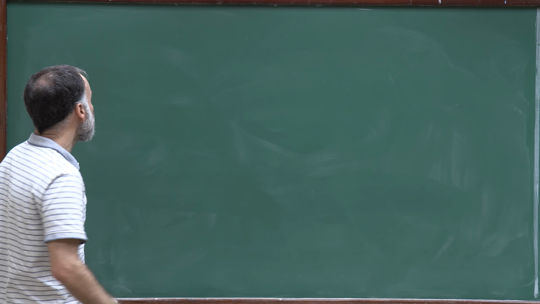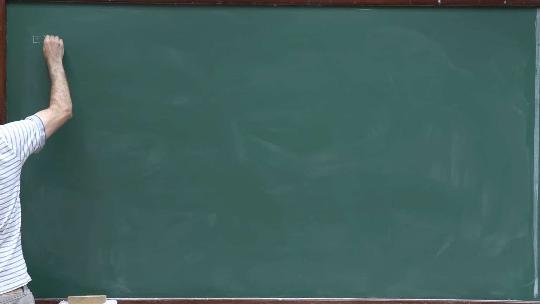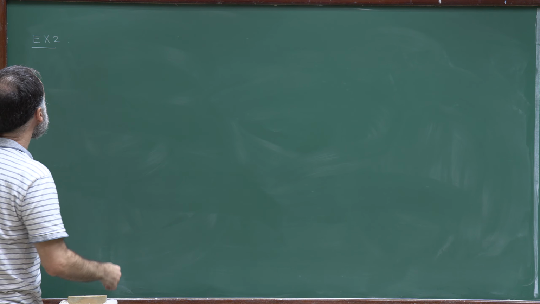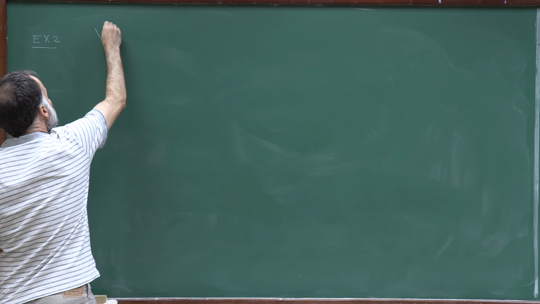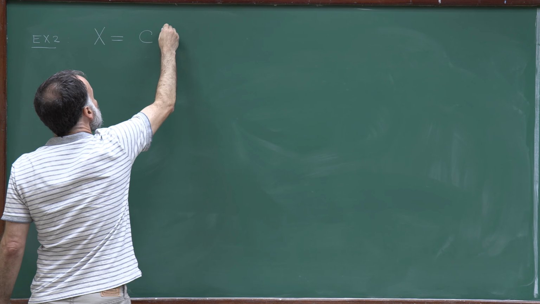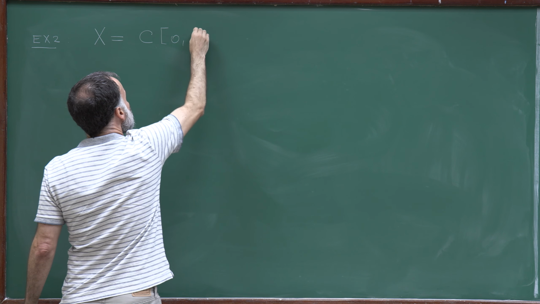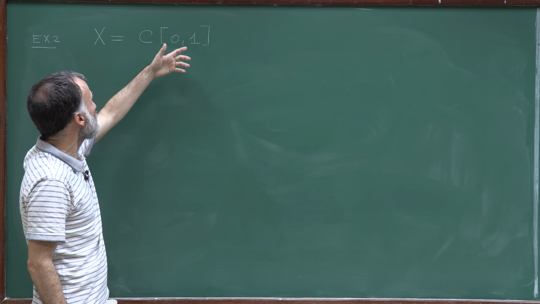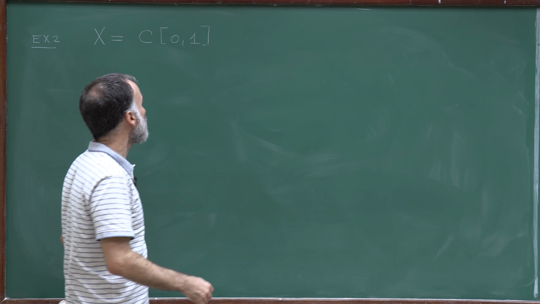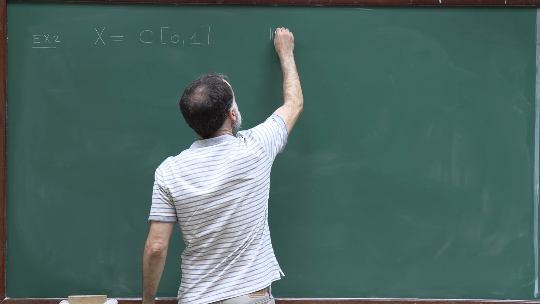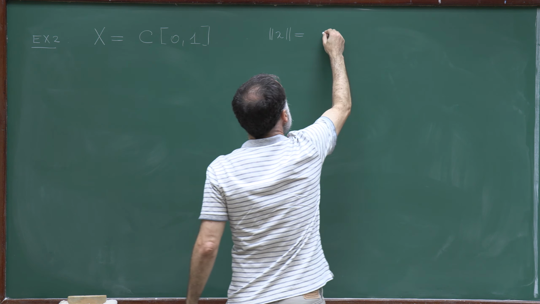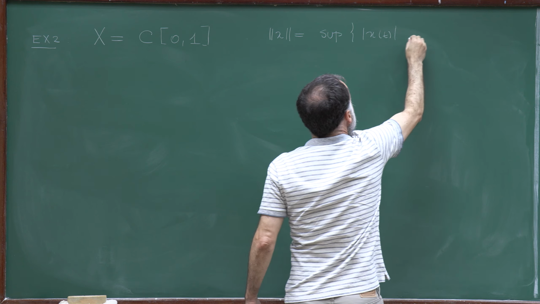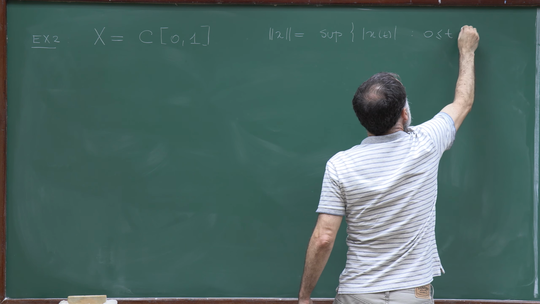So now let me give you a second example in which we have a sequence which converges weakly but does not converge strongly. For that, I'm taking X to be the space of real valued continuous functions defined on the interval [0, 1]. So these are all functions defined on [0, 1], which take real values and which are continuous. And the norm of this space X is just the supremum of |x(t)| for t between 0 and 1.